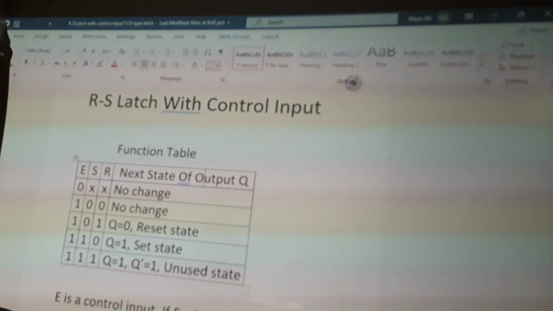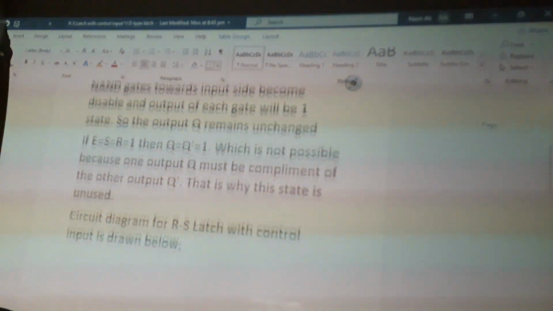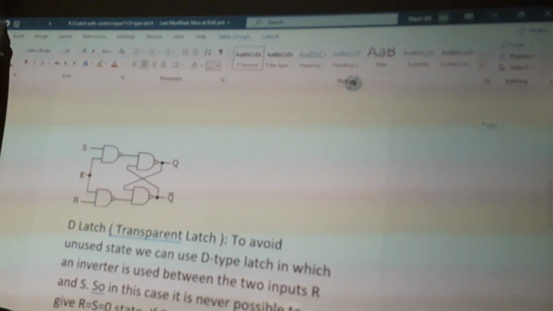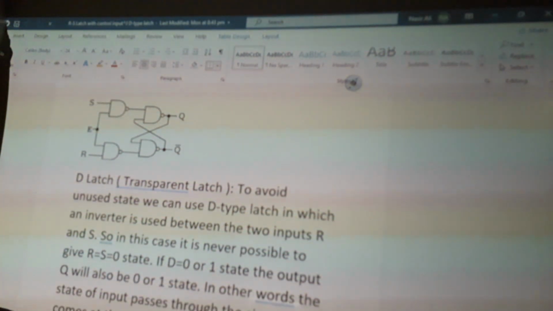Now the circuit diagram of this latch is drawn. In this circuit diagram, on the left side we have two NAND gates. Input of one is S and the input of other is R, and an enable input E, which is given to these two NAND gates, which enables these two gates.